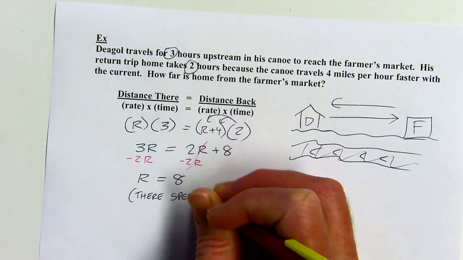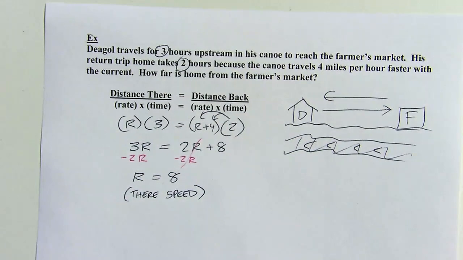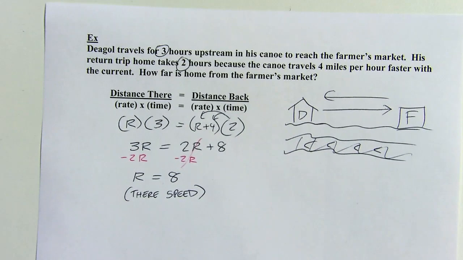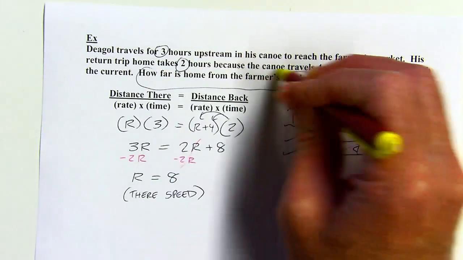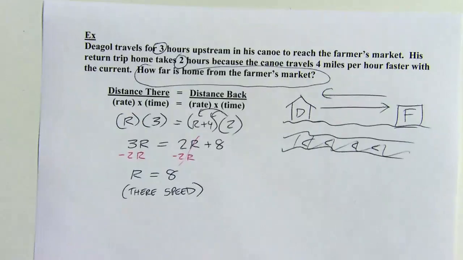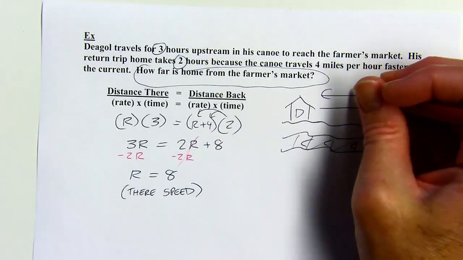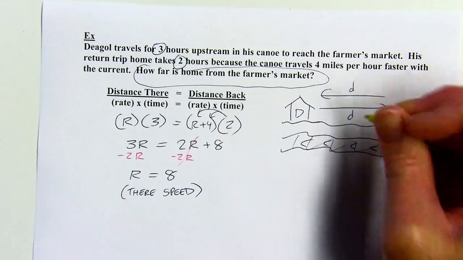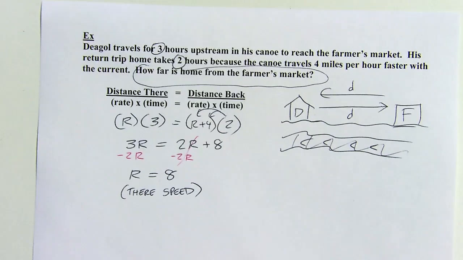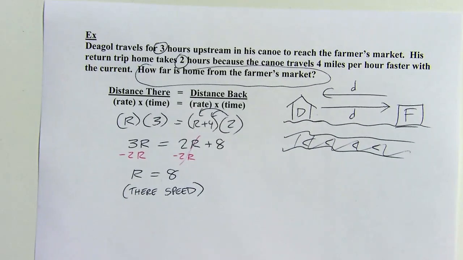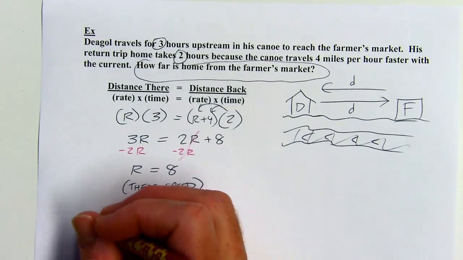Okay, and now we got to read the question very carefully to make sure we understand what they're asking for. They're not actually asking for a speed in this problem. We need to know the speed to get the final answer, but that's not what they're asking for. It says, how far from home is the farmer's market? So we want to know what this distance is. Okay, and it doesn't really matter if we're using the distance there or the distance back because they're equal to each other. All right? So let's just try it out.